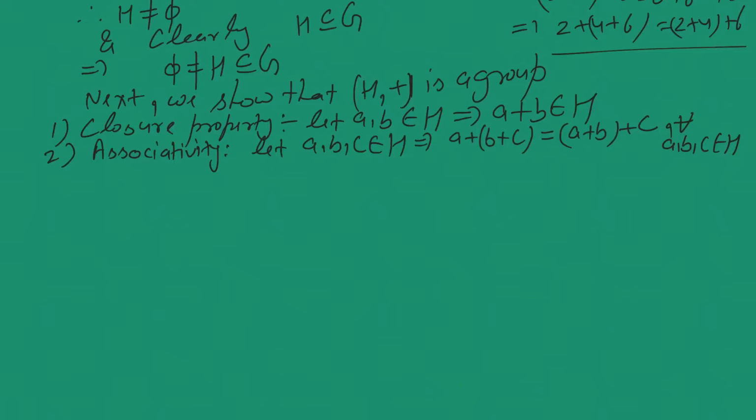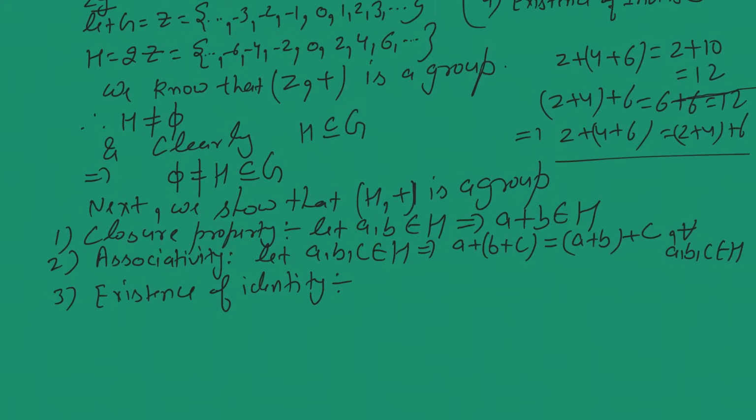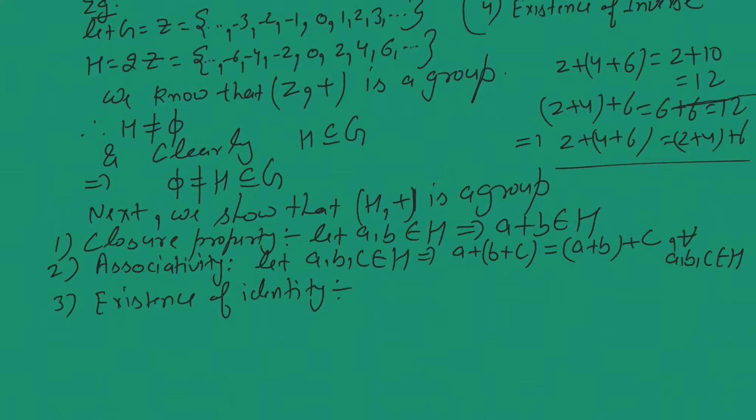Number 3, existence of identity. In a group of integers, we know that identity is 0 with respect to addition.